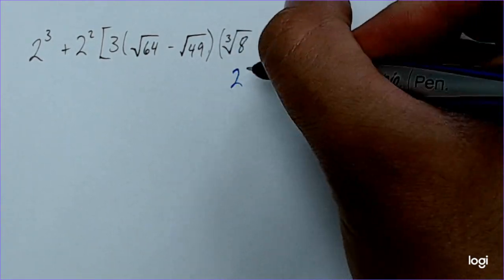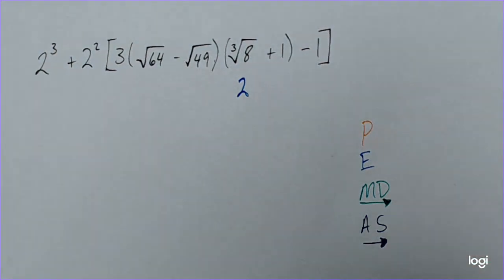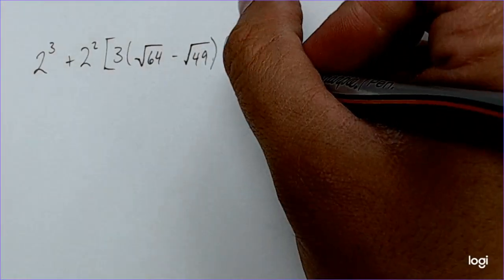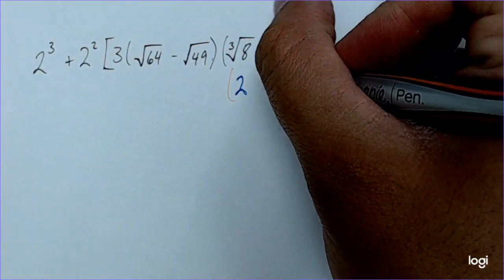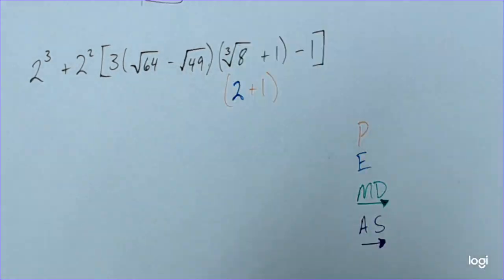That's something that we could have memorized because we should have most of our cubed roots memorized, or we could use some factoring to figure that out and know that 2 times 2 times 2 equals 8. So now this parenthesis has been simplified to 2 plus 1.